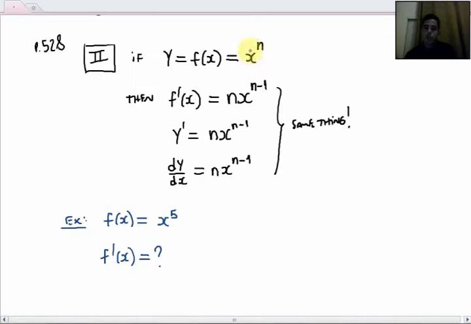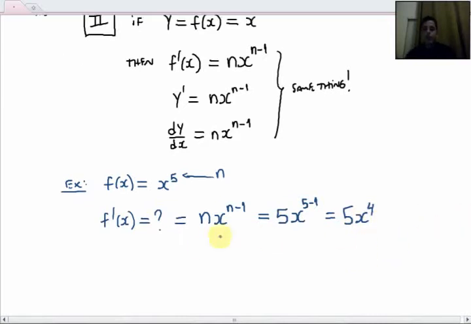Well, according to the formula, this is x raised to n. N in this case, this is your n, it's 5, okay? So according to the formula, it would be n x to the n minus 1. So you put 5, that's what n is, x, and then raised to 5 minus 1, which is 4. Okay, so that's the derivative.